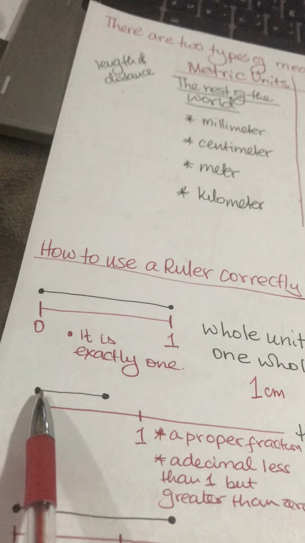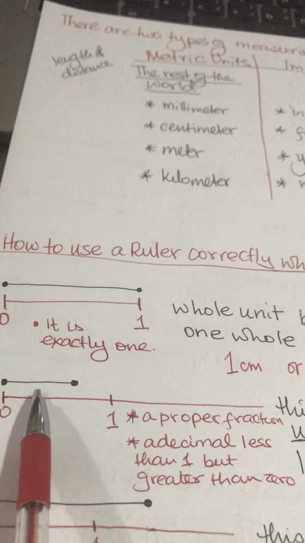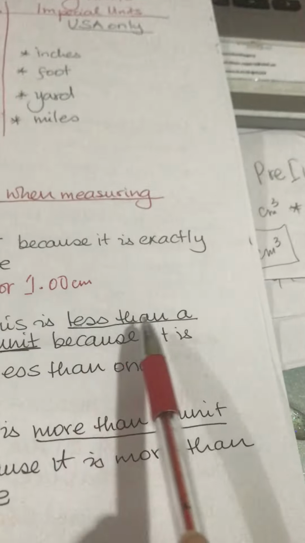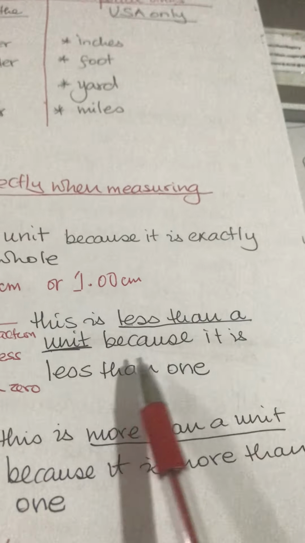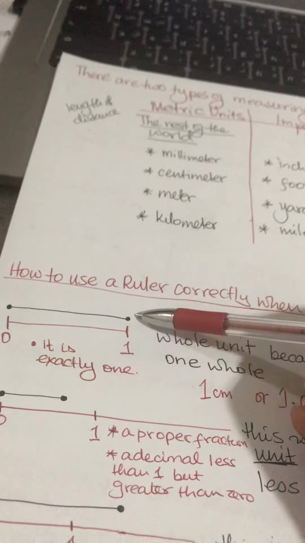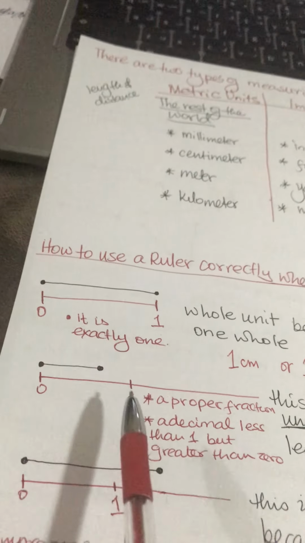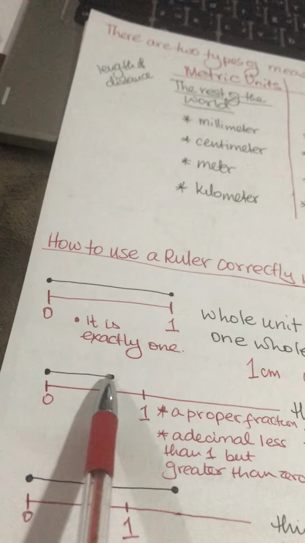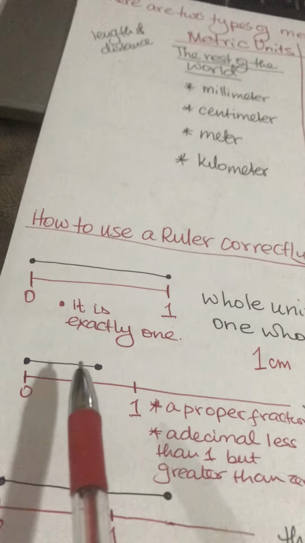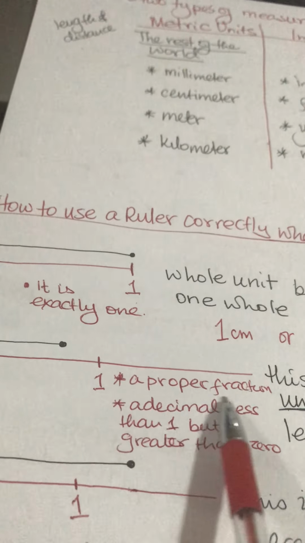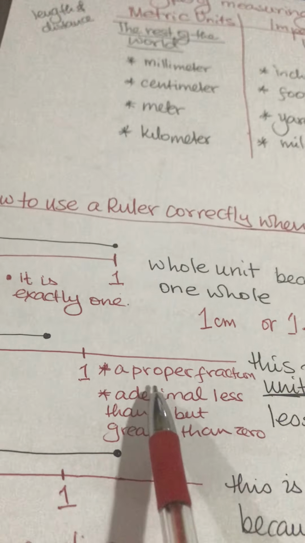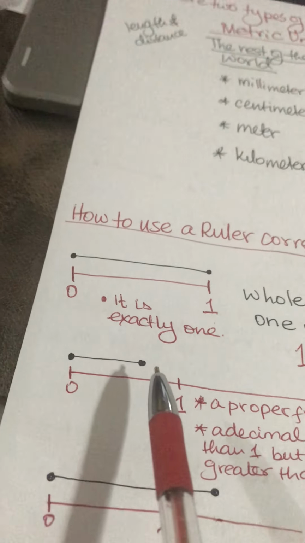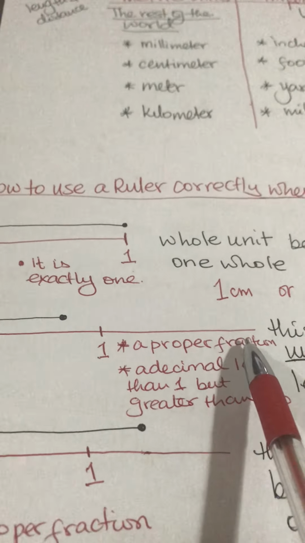Now, if your segment is before 1, that means it stops before it gets to 1, then this is less than a unit because it is less than 1. Remember, 1 is the unit. So if you're less than a unit, that means you're less than 1. So what value can we use to represent this line segment? Your number must be a proper fraction or a decimal less than 1 but greater than 0. That means it cannot be negative.